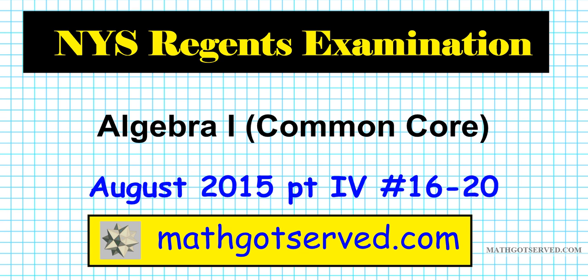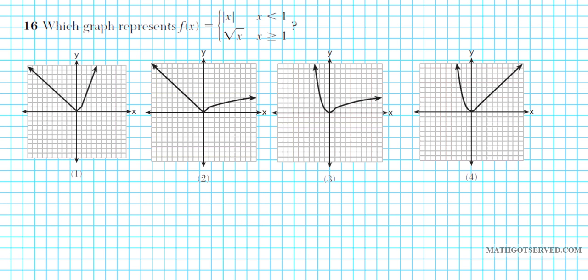In this clip, we're going to be going over problems 16 to 20 of the Algebra 1 Common Core August 2015 New York Regents exam. All right, let's take a look at problem number 16. It reads, which graph represents f of x?